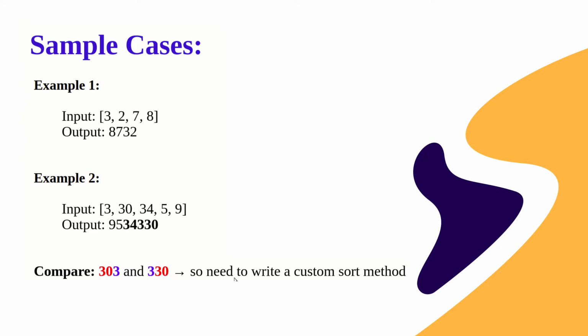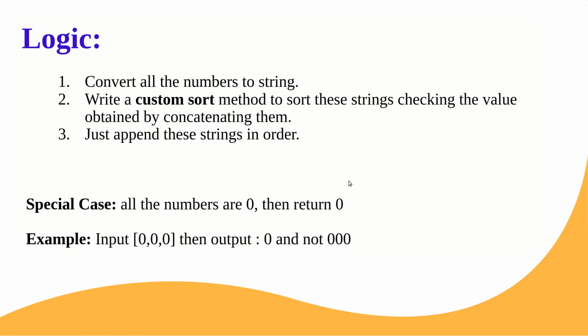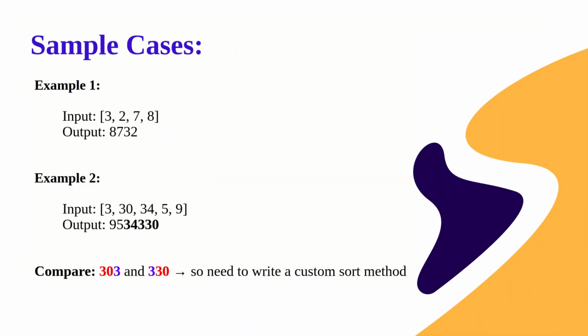This creates the need for a custom sort method. What's a custom sort method? It is any method that you write on your own in order to sort the array elements. Custom sort refers to the logic that you tell the code to apply in order to sort the array. Usually the built-in sort function sorts the array in increasing order.